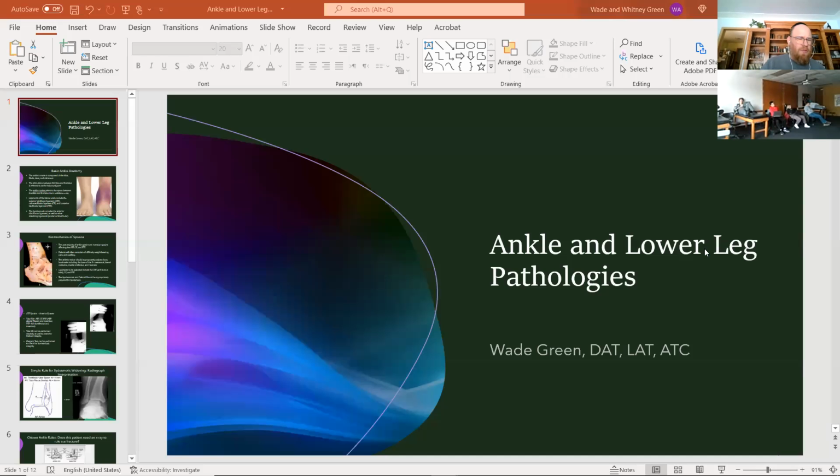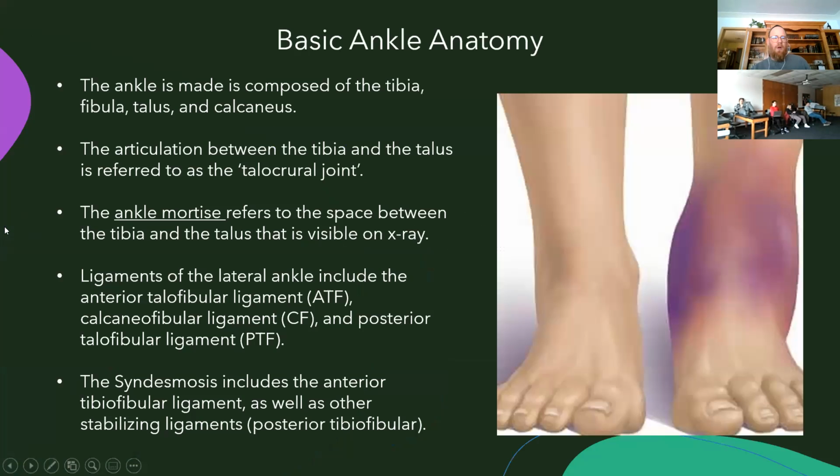All right. So a little bit of review on ankle and lower leg pathologies, obviously. So, guys, as you know, there we go. All right, so clearly we're talking about the ankle. We know the anatomy already, right? We know the ankle is made up of the tibia, fibula, talus, and calcaneus, right?